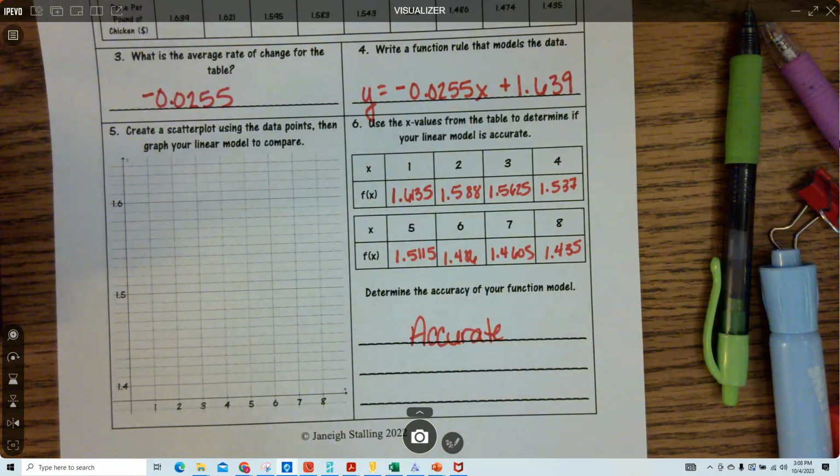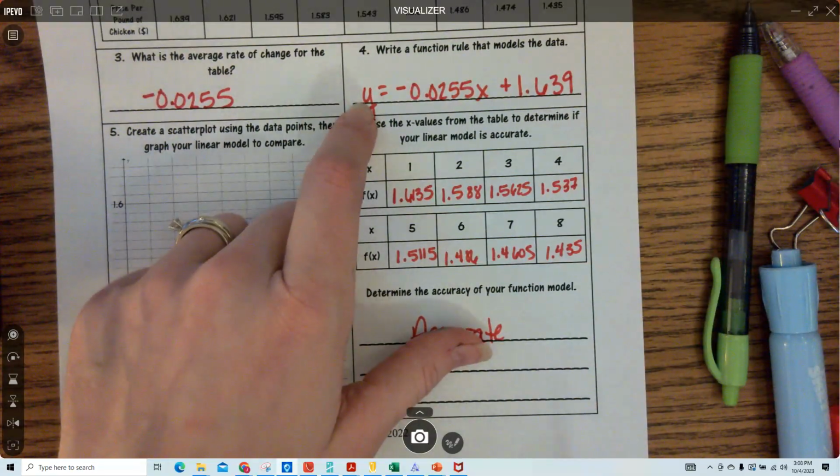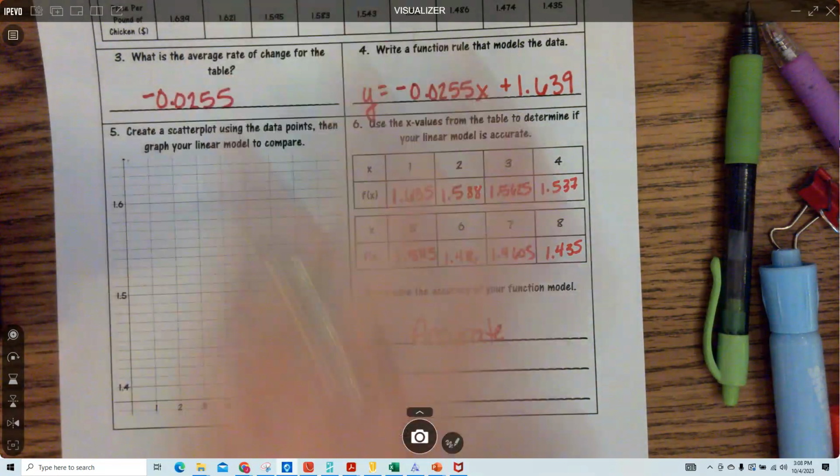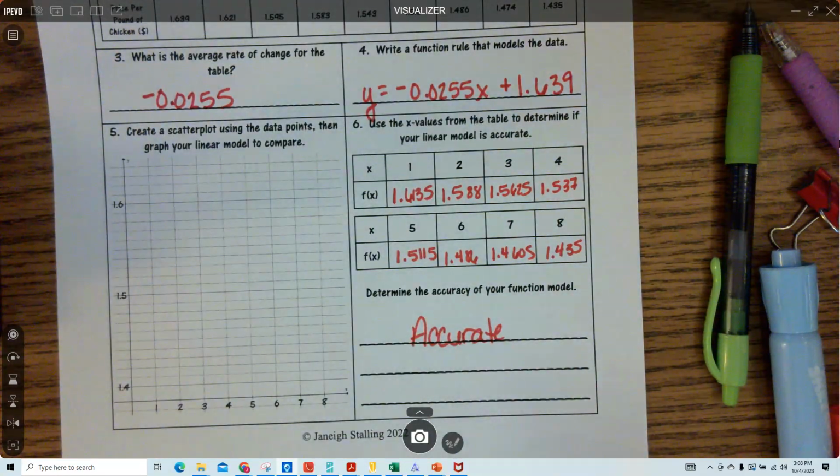But again, it's just using one of these, like the average rate of change, to get an estimate. And then graphing that line against the actual data just to see if things line up, if it looks right, if it matches.